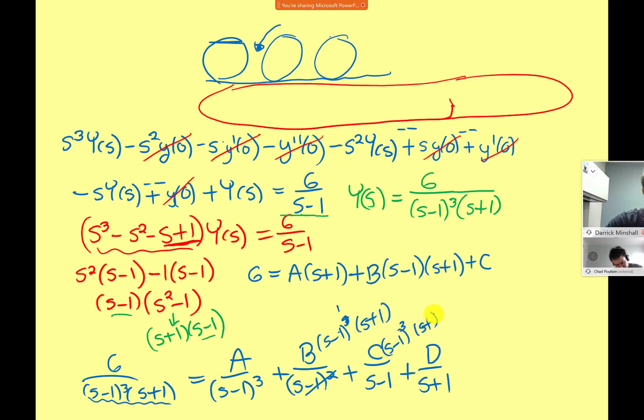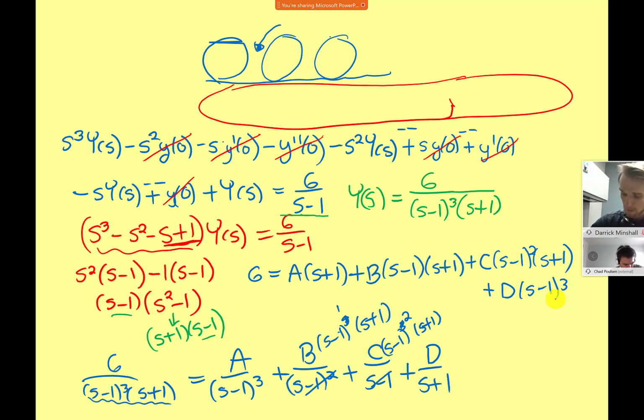Okay, so sorry, s plus 1. This s minus 1 will get rid of one of these and leave 2 of them. So this is going to be s minus 1 squared and s plus 1. And then finally plus d. And the s plus 1's cancel and leaves you s minus 1 cubed. Okay, so that's what the partial fraction things look like when you've cleared it of fractions.